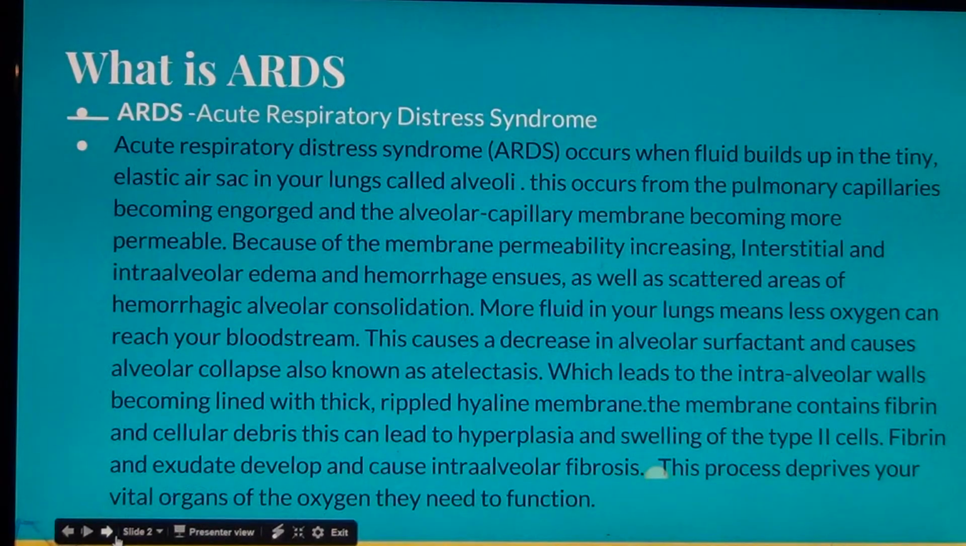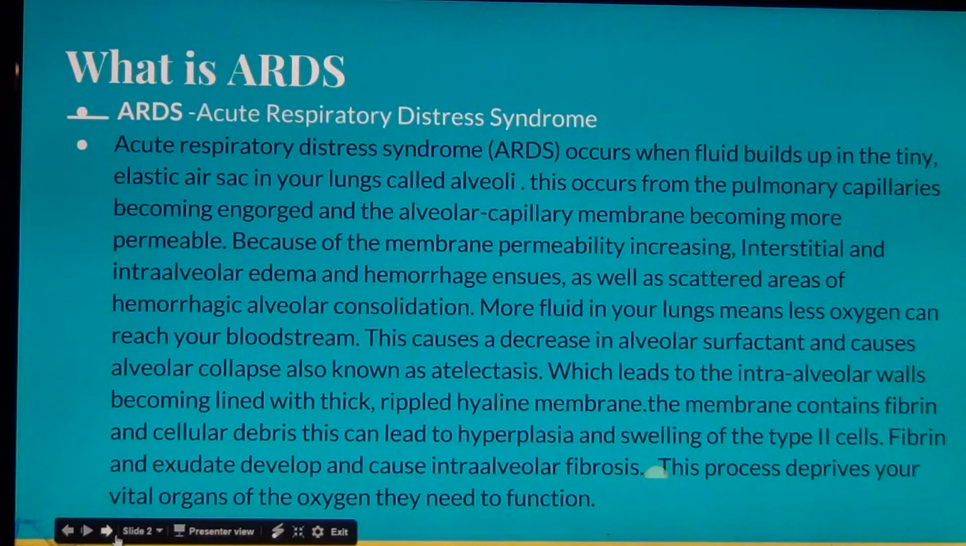What is ARDS? ARDS is acute respiratory distress syndrome. Acute respiratory distress syndrome occurs when fluid builds up in tiny elastic air sacs in your lungs called alveoli. This occurs from the pulmonary capillaries becoming engorged and the alveolar capillary membrane becoming more permeable.